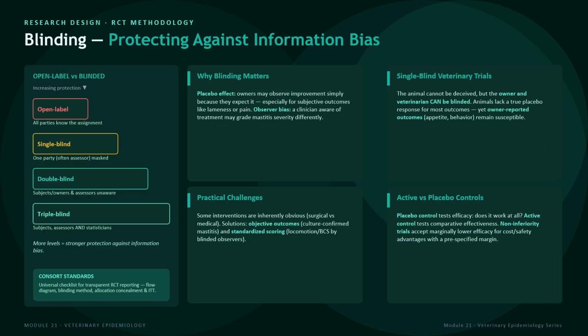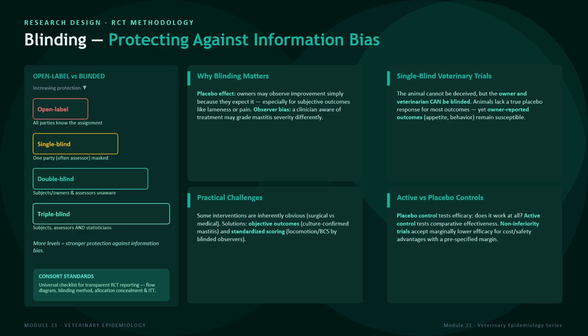Blinding protects against information bias by preventing owners, veterinarians, assessors, or analysts from knowing which treatment an animal received. Open label trials are vulnerable to both performance and detection bias. Single blind trials usually blind the assessor. Double blind trials blind both owner and assessor. Triple blind trials extend blinding to the statistician. Even partial blinding, such as blinding the lab or outcome assessor, meaningfully improves internal validity.